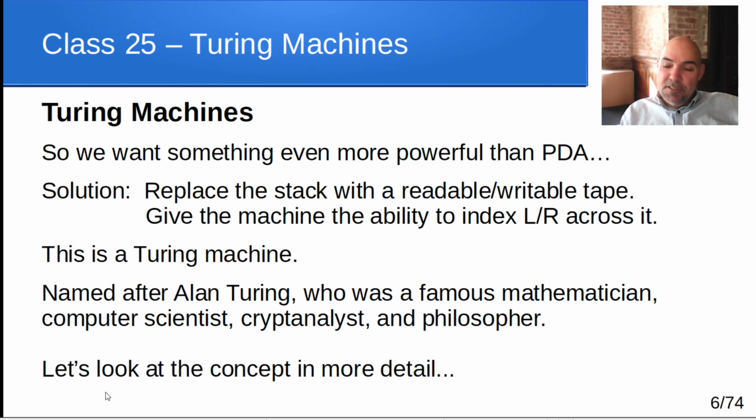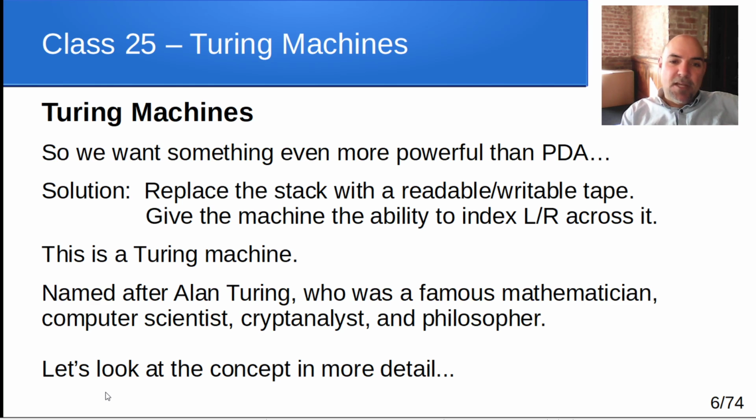And what a Turing machine is, it's like a push-down automaton, but we replace the stack with a readable, writable tape. And unlike a stack, that tape has the ability to store data more like the memory of a computer. In other words, it can write stuff to it. We could read what's on the tape, and then we could index our position on the tape, either left or right. So rather than just simple push and pop, we have the ability to index left, index right, and then read what's on the tape and write something back to the tape.